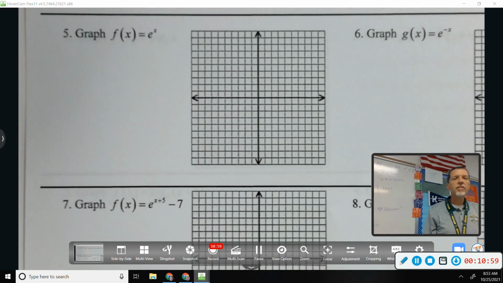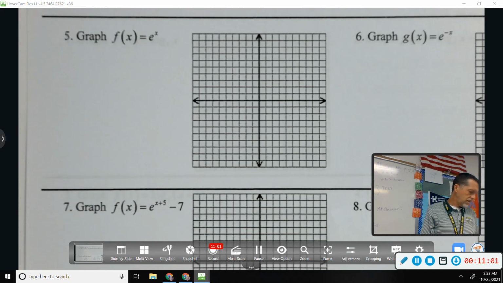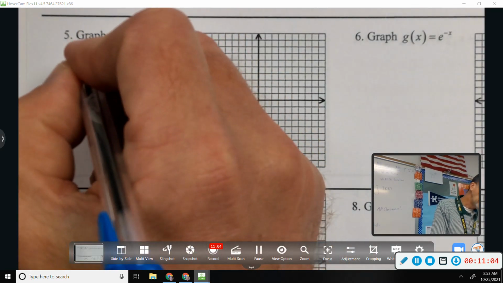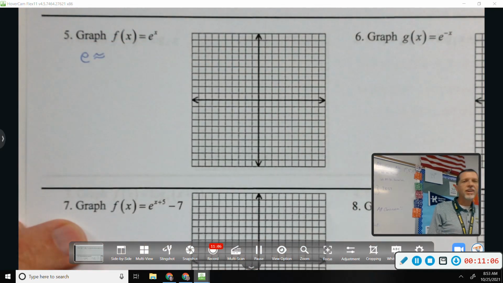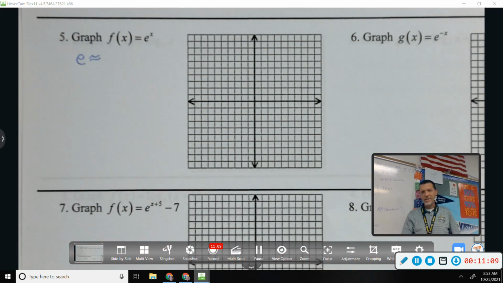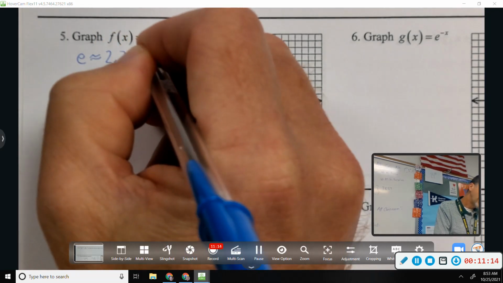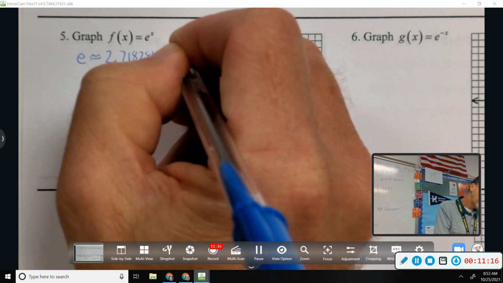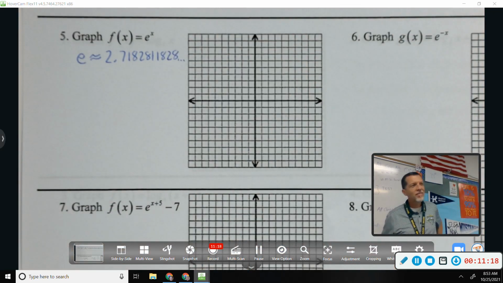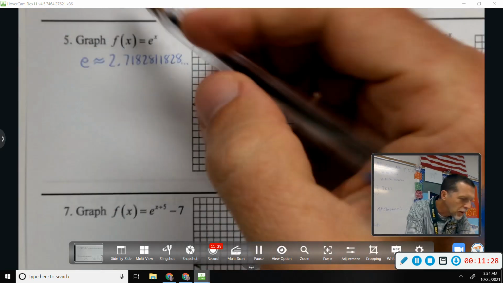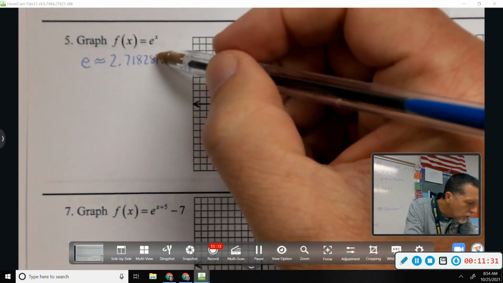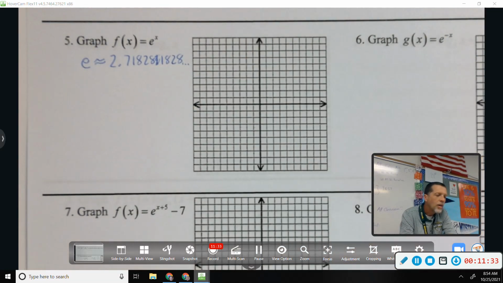Number 5, e to the x. Well, it would be real helpful if we knew what e was equal to. 2.7182 something. It goes forever. It's like pi, but different. They're both irrational numbers. 2.7, 1828, 1828. Wait, I wrote something down wrong, but it doesn't really matter. There's no extra 1. Yeah, I put an extra 1 in there.